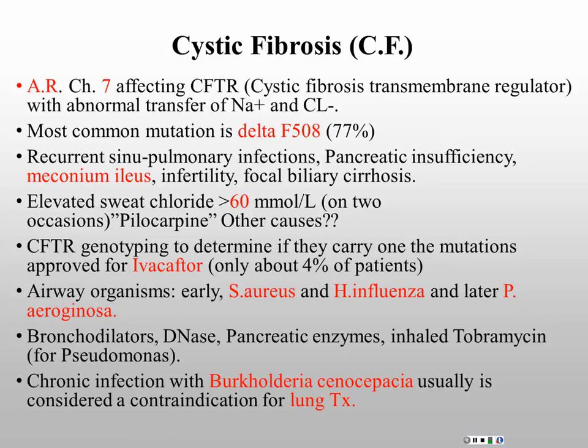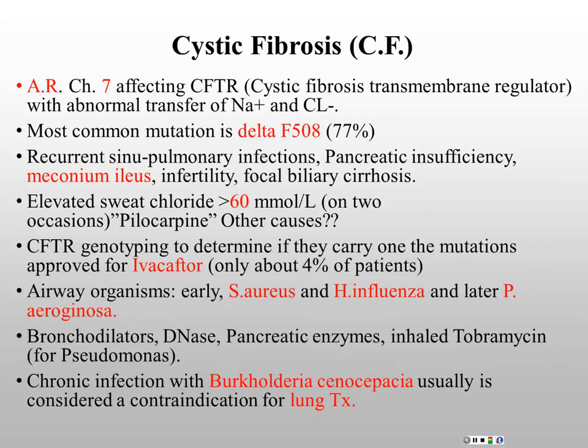And you will have classic picture recurrent meconium ileus in the infancy. You will have pancreatic insufficiency. You may have liver problems, and you may develop diabetes mellitus with the pancreatic insufficiency. And eventually you can develop bronchiectasis and lung disease.